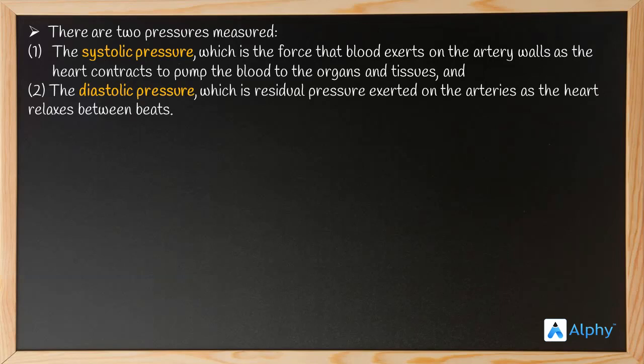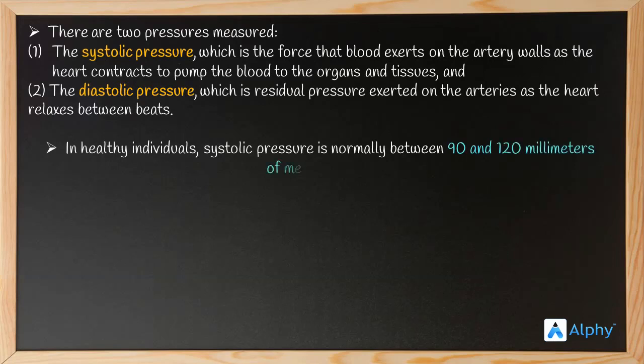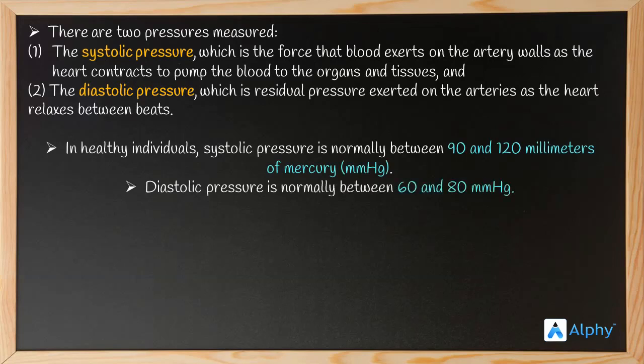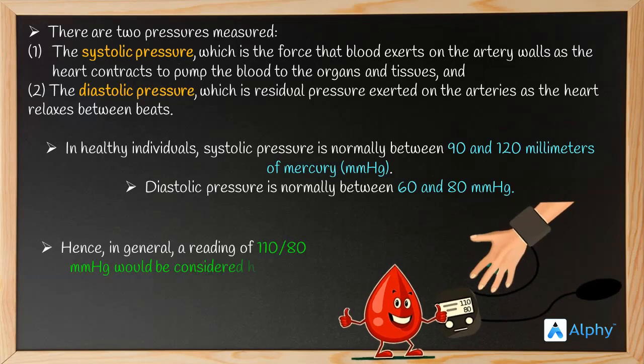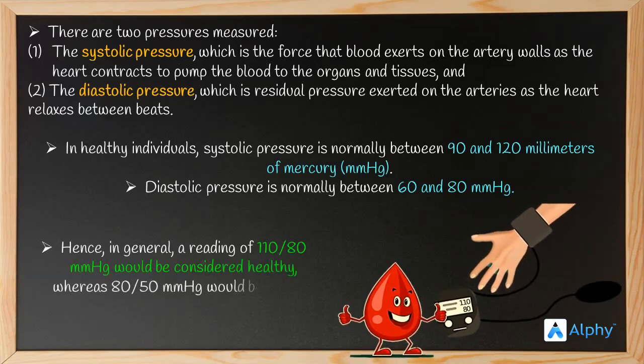Now, in a normal situation, the values recorded for these two pressures are as follows. In healthy individuals, systolic pressure is normally between 90 and 120 millimeters of mercury (mmHg), while the diastolic pressure is normally between 60 and 80 mmHg. Okay. Hence, in general, a reading of 110 by 80 mmHg would be considered healthy, whereas 80 by 50 mmHg would be low and 160 by 100 mmHg would be high.